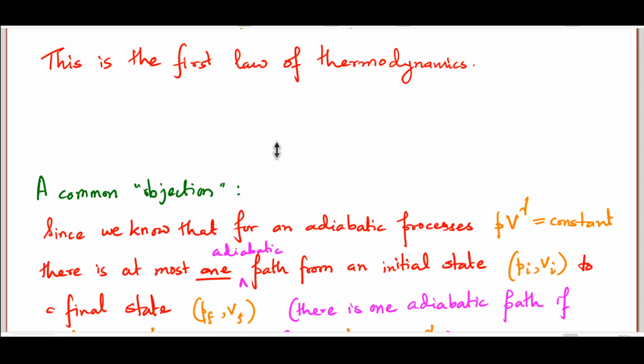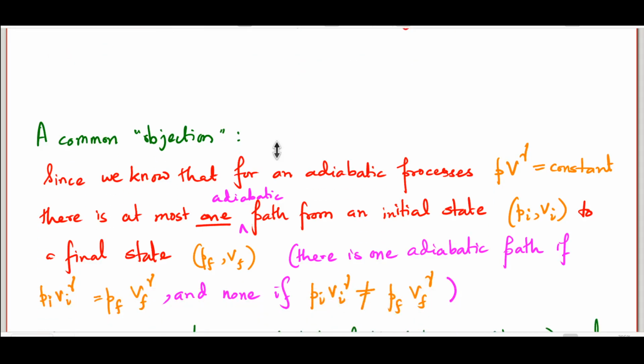If PiVi^γ is not equal to PfVf^γ, this curve of PV^γ equal to constant will not go through both the points. So, there is one adiabatic path if this condition is obeyed and none if these two quantities, PiVi^γ and PfVf^γ, are different.